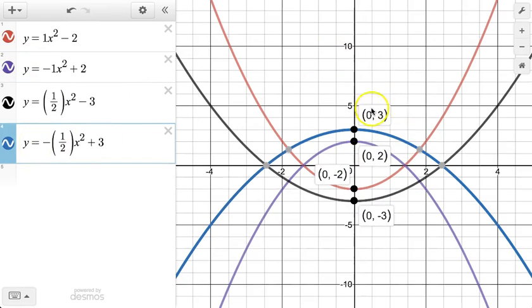As you can see, Desmos does this pretty quick. Doing it by hand is a little messy, but sometimes life is messy, and you just got to deal with it.